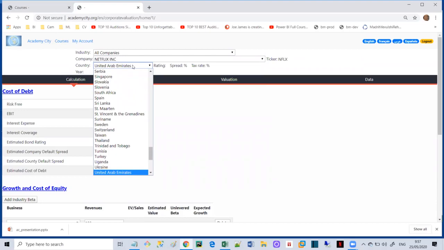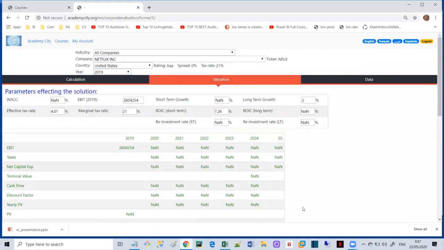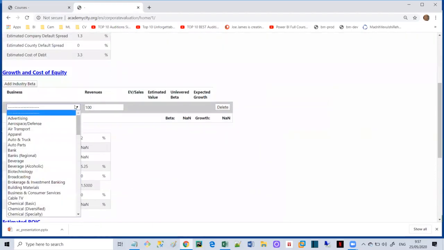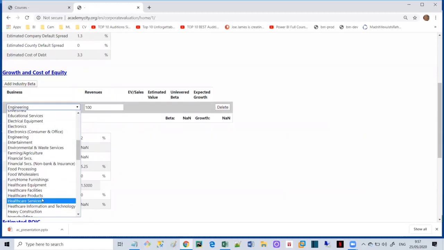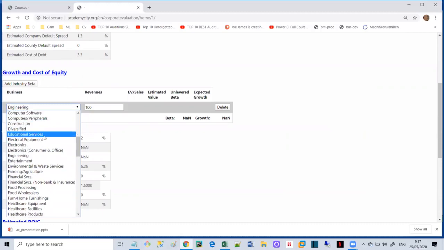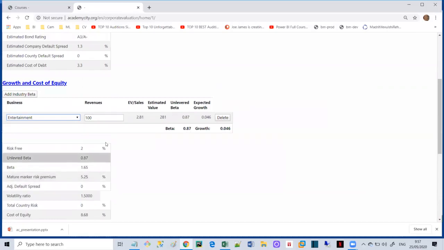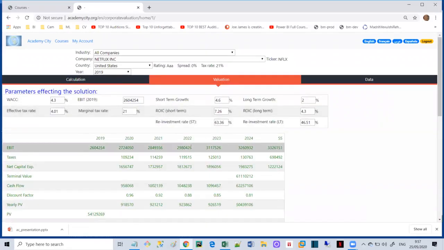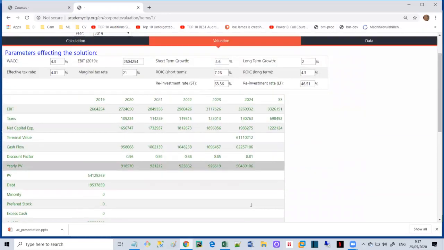I'm choosing the United States because Netflix is established in the United States. And I'm going to do the valuation for 2019. I'm going to go over it today, but I will jump just to answer your question. I need to choose the industry. There are several industries, and the one that's most applicable for them is entertainment. So now when I go here, I will get a discounted cash flow for Netflix.